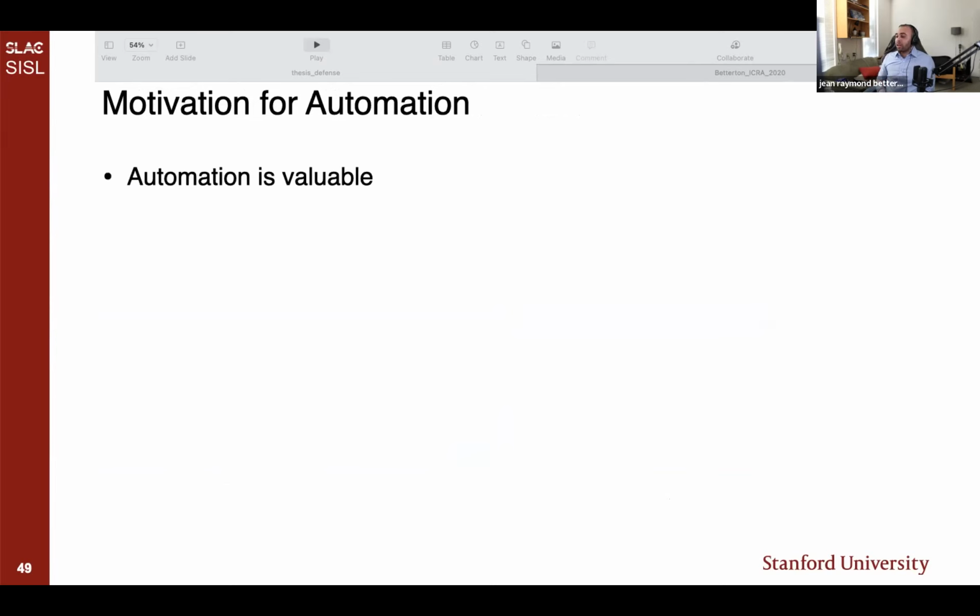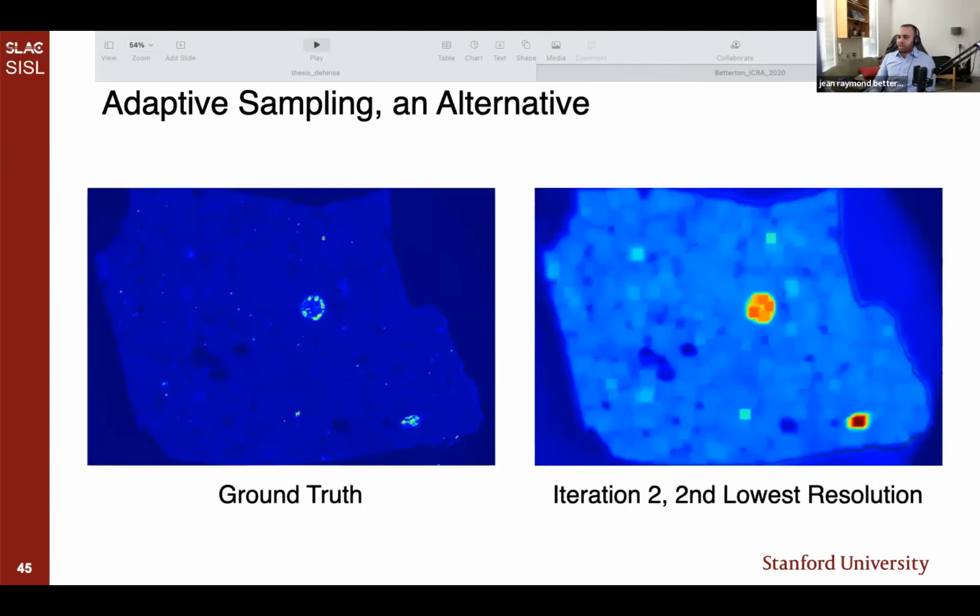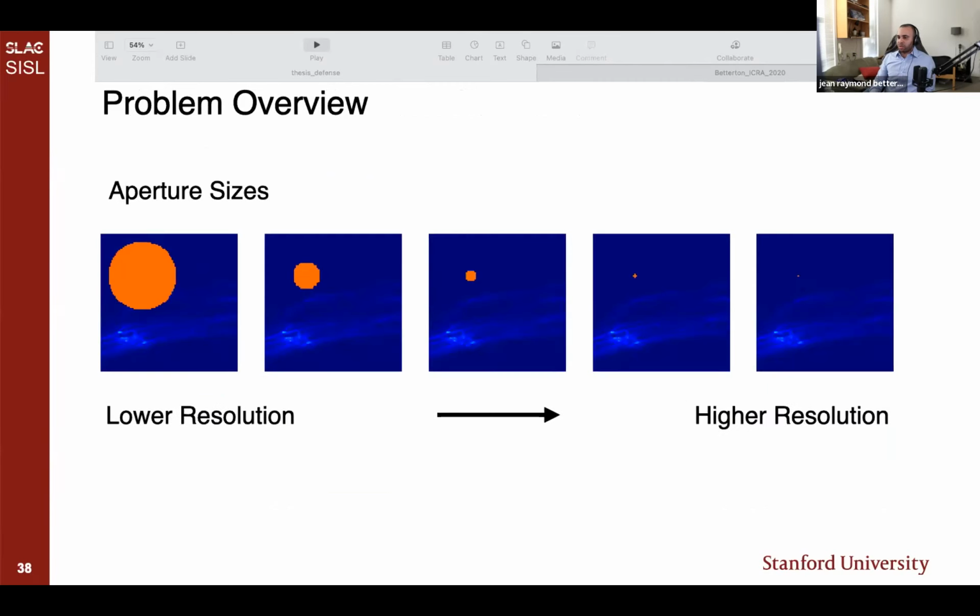Quick clarification question: when you think about location resolution, should I just think of that as specifying the size of the rectangle, or what spatial resolution do you have access to customizing? It's really just the radius of the aperture. So if we go back to this slide, when we're controlling the resolution, all we're doing is controlling the area of the measurement that we take, if that makes sense.